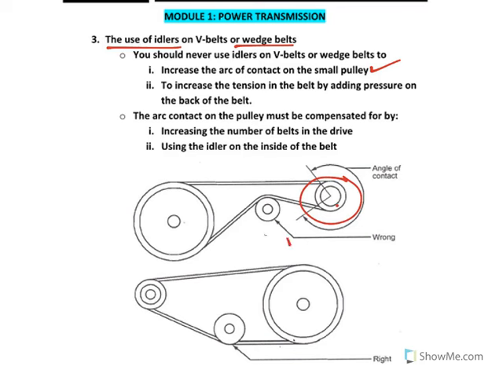They are saying you should never use an idler again to increase the tension in the belt by adding pressure on the back of the belt. So if you want the tension to be tight, do not put an idler on the outside. The arc contact on the pulley must be compensated by increasing the number of belts in the drive, as well as using the idler on the inside of the belt. So this is the correct way of using an idler on the inside of the belt.